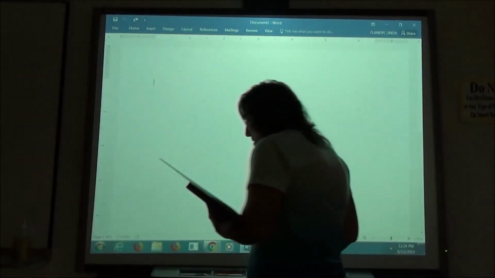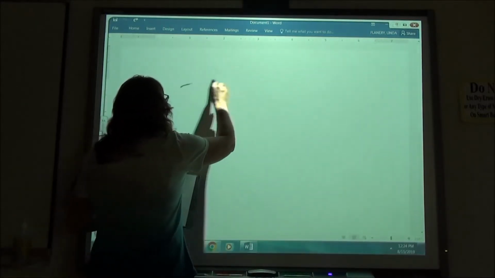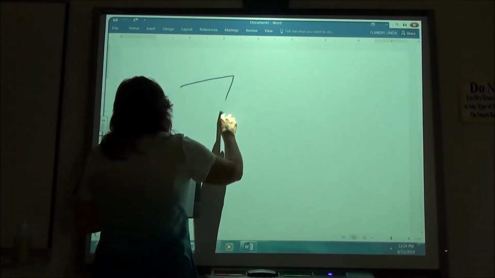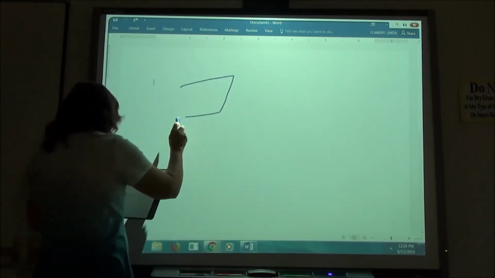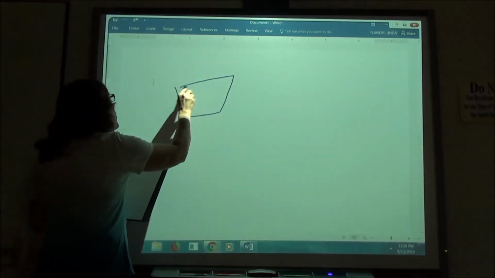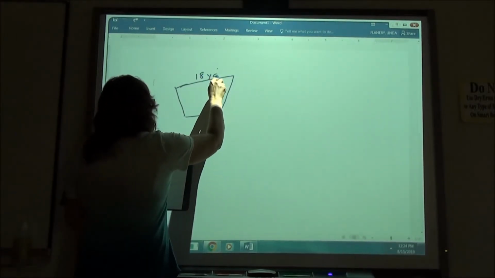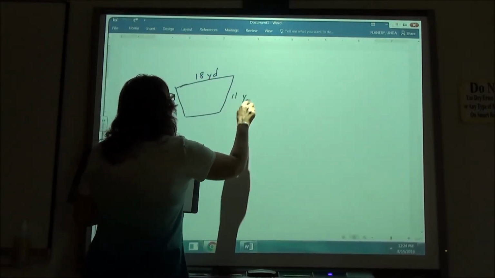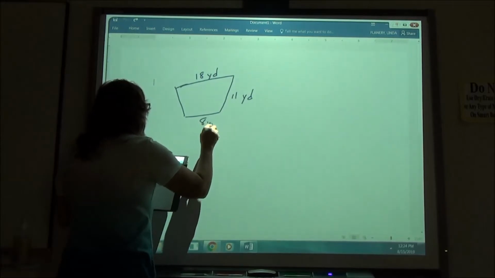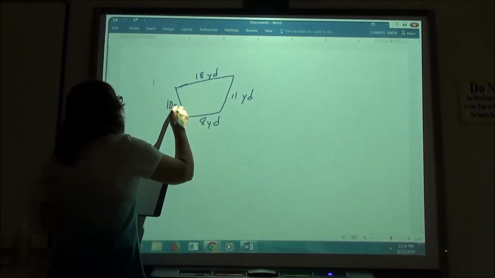Number 14 here, we have a polygon. It is a crazy shaped polygon. It is actually a quadrilateral because it has 4 sides. And so we have 18 yards, we have 11 yards, and we have 8 yards, and we have 10 yards.